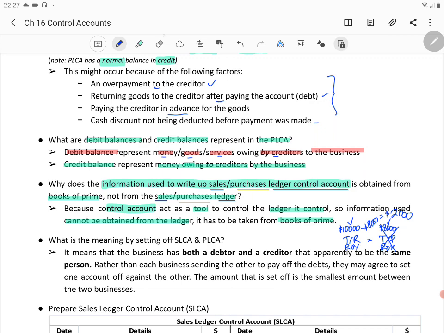By definition, what is the meaning of setting off SLCA and PLCA? It means that the business has both a debtor and a creditor that are apparently the same person. Rather than each sending the other to pay off the debts, they may agree to set off one account against the other. The amount that is set off is the smallest amount between the two. That's important to know: the smallest amount.